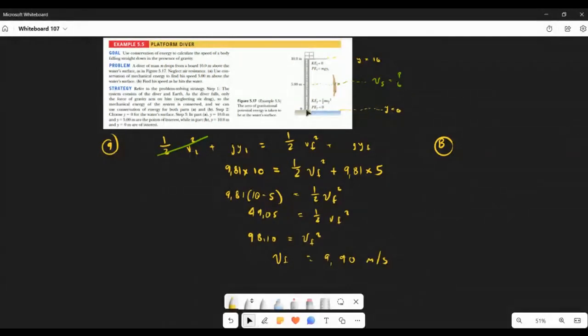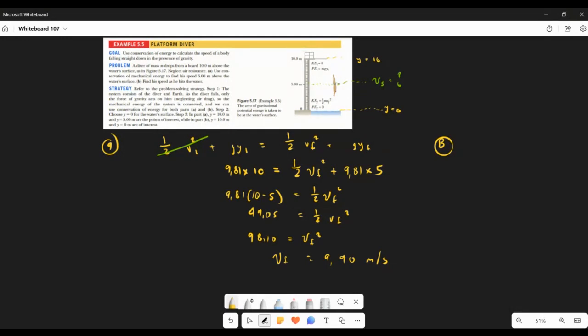B is when you have to find your speed now at this point over here. So when he hits the water. So can you guys quickly do that?